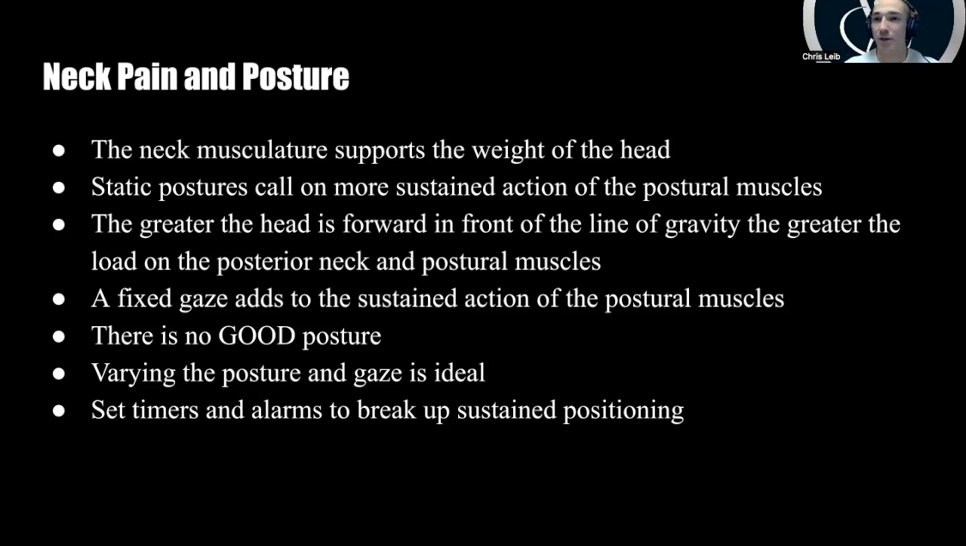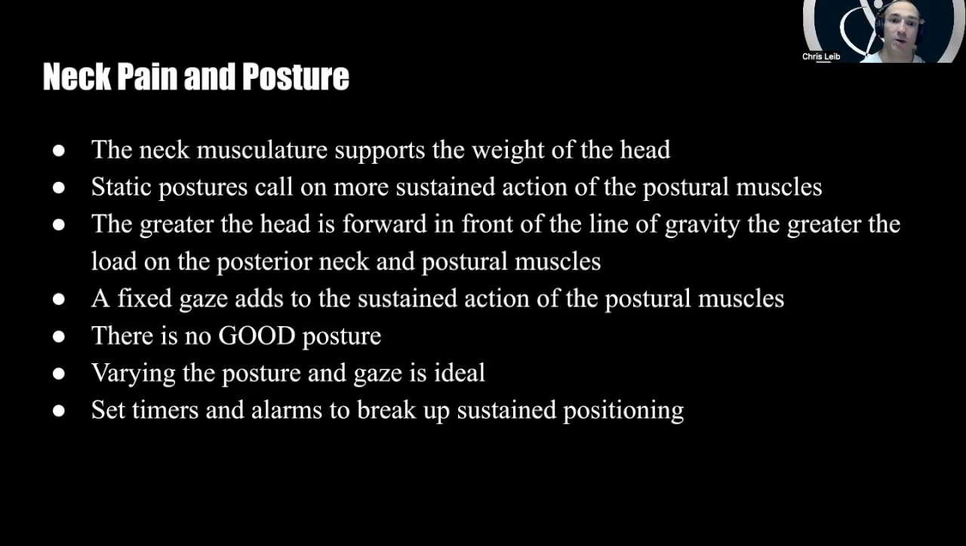This is not to say that there is a perfect posture. To me, there's not a good posture. There is just a posture you're in too long. Just try to vary it up a little bit more. The problem is that a lot of the actions that we do throughout the course of the day do not call for varied postures, so we have to be mindful of it.